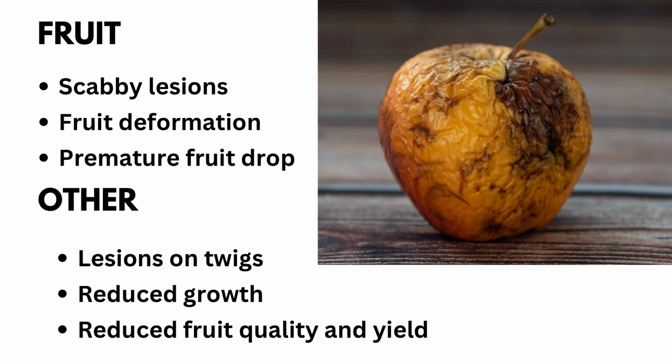Similar to leaves and fruits, small raised lesions can also appear on young twigs and branches. Reduced growth. The trees infected with citrus canker may exhibit stunted growth due to reduced photosynthetic capacity from defoliation. Reduced fruit quality and yield. The damage to the leaves and fruits may decrease the quality of the fruits and lower the overall yield.